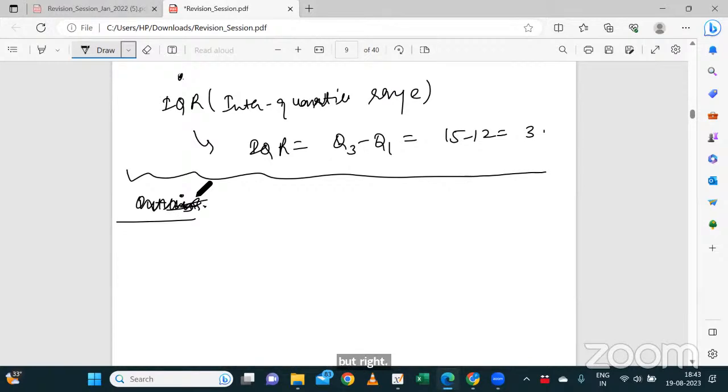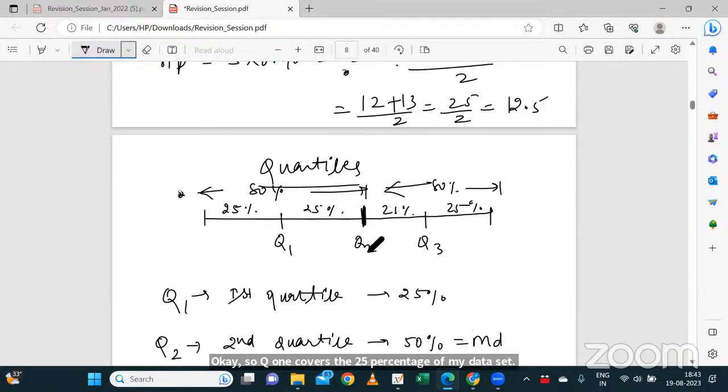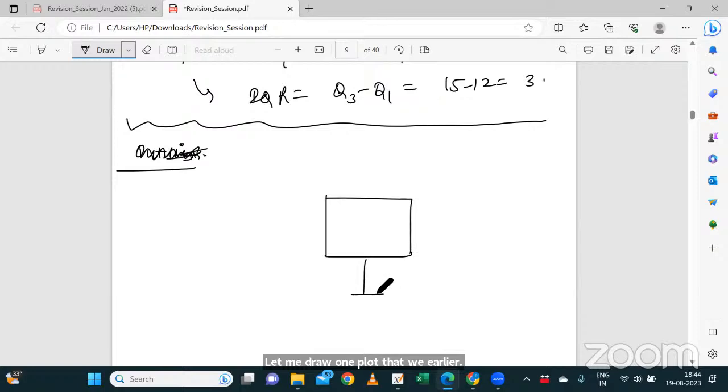See, we have defined the quartiles. Basically, they divide my data set into 4 equal parts. Q1 covers 25% of my data set, Q2 covers 50% of my data set, and then Q3. This is the maximum value and this is the minimum value. Let me draw one plot that will make it clear. Basically, one plot is called a box plot. So this is something called a box plot.